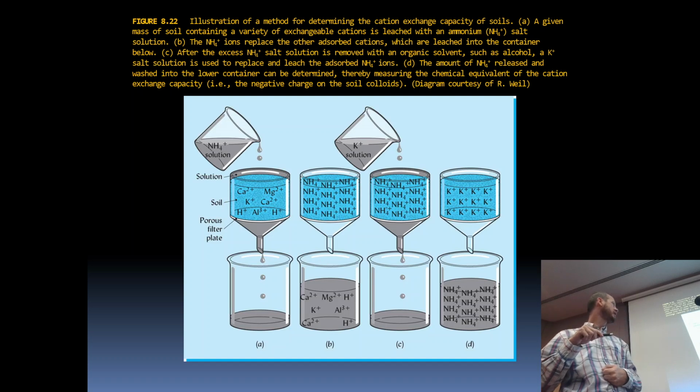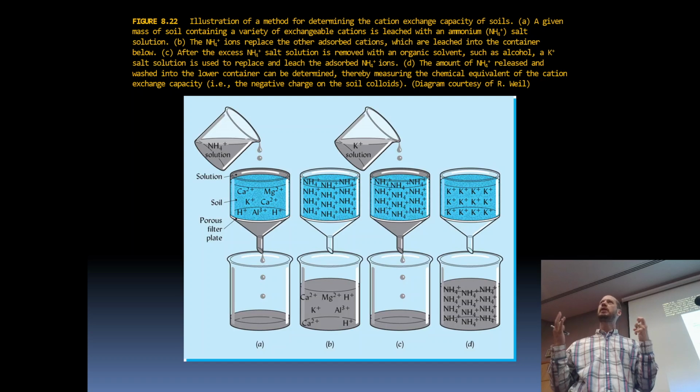Okay? Now you can add another ion in a saturated form. Now the solution is not saturated with ammonium anymore. The only amount of ammonium that is there is the one that is bound to the colloids. If you add a potassium solution at a very high concentration, that potassium will displace the ammonium from the soil into the leachate. So you wash your soil with a saturated potassium solution, then the potassium will displace the ammonium, which will go to the solution here.